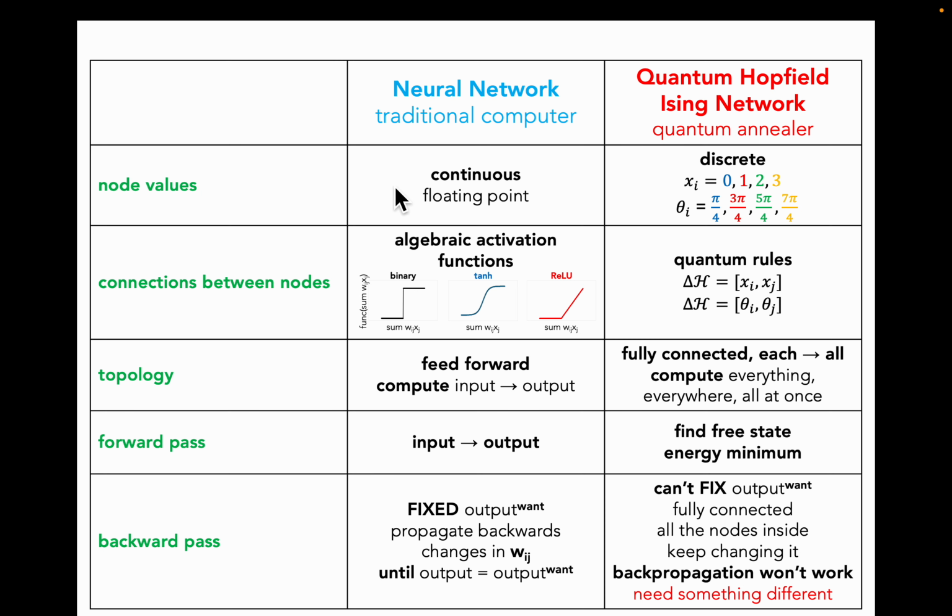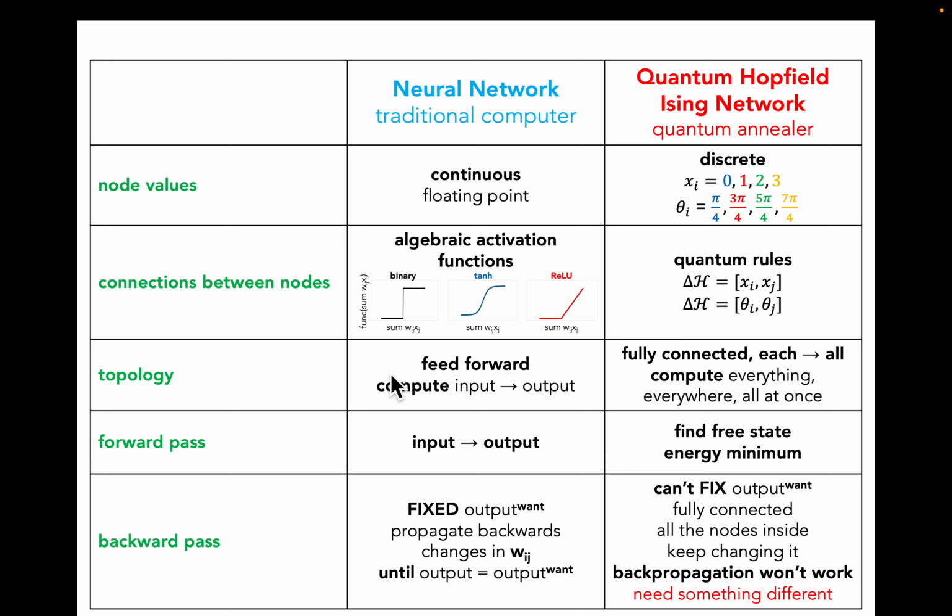So in a traditional neural network, the node values are usually continuous, but in the quantum network, they're discrete. They may be integers, or they may be the angles of a vector in each node pointing in only a limited number of directions. The connections between the nodes in a traditional neural network are algebraic nonlinear activation functions. In the quantum neural network, they're the quantum rules of how the values in adjacent nodes contribute to the total energy of the whole network.